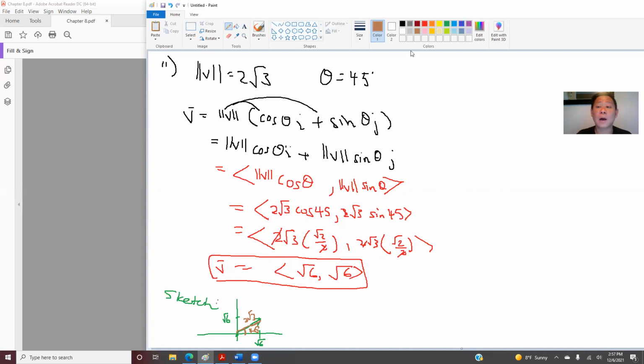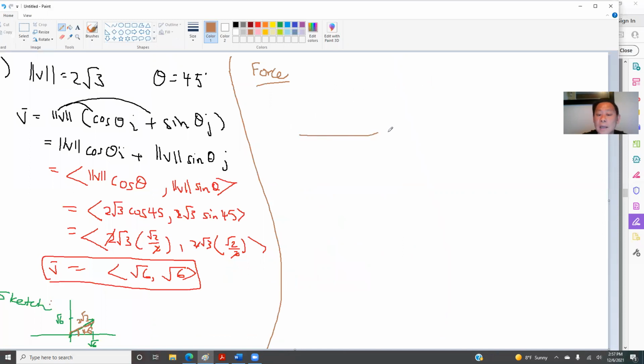It's not that difficult. Okay, so what is this used for? What kind of word problems is this used for? This is used for force. What I mean by force here is, let's say you've got two forces pulling, one force pulling from here, and one force pulling from there.